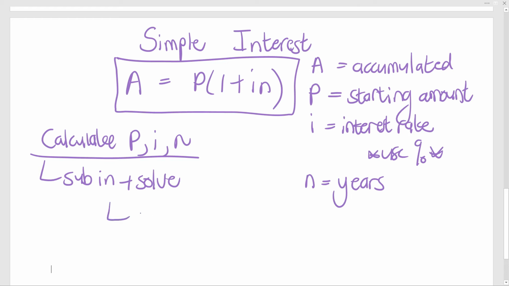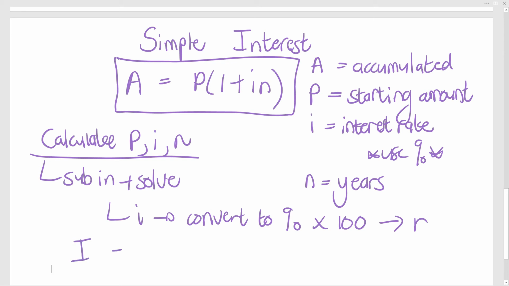Just a reminder then, if you're solving for I, you must convert to percentage by multiplying by 100 right at the end to get to R, the actual rate. And then remember, if they ask you for the amount of interest, you're just going to take the end amount minus the beginning amount, and then you will get the amount of interest.